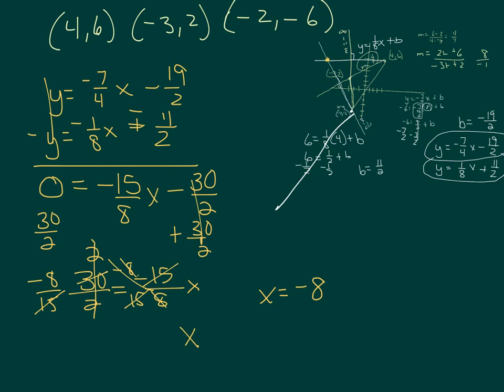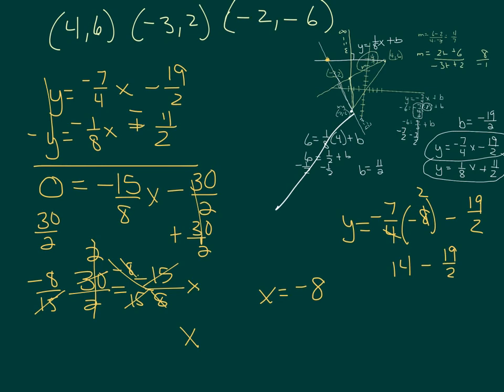Now, I'm going to take this negative 8 and plug it back into one of my originals. It does not matter which one you plug it back into. So I get y equals negative 7 over 4 times negative 8 minus 19 halves. Well, 4 goes into 8 two times. So I'm going to get negative 7 times a negative 2, which happens to be a positive 14. 14 minus 19 halves.